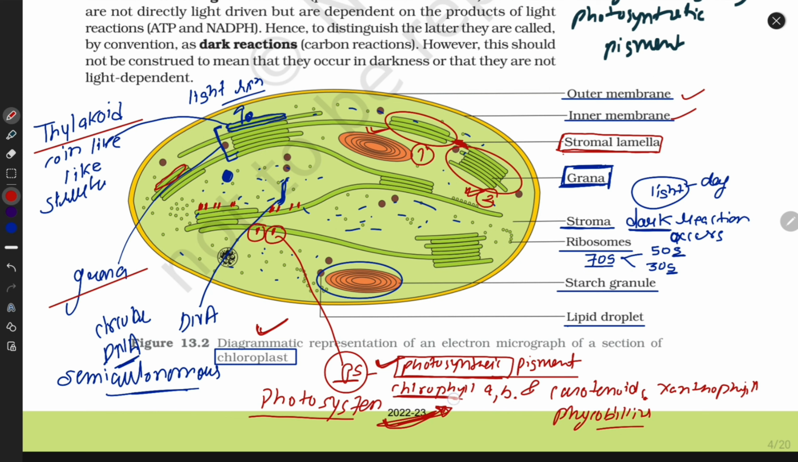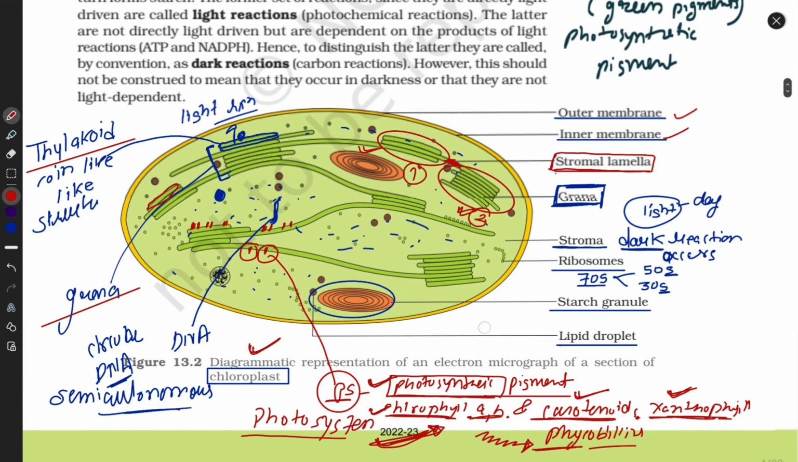And these photosynthetic pigments absorb light according to their potential. Chlorophyll absorbs its required light. Carotenoid absorbs its wavelength of light. Xanthophyll absorbs its wavelength of light. And phycobilin absorbs its wavelength of light. They absorb light according to their potential.